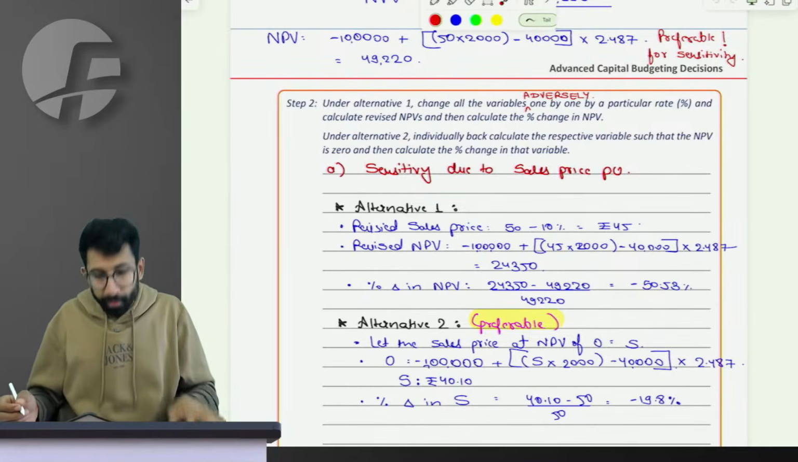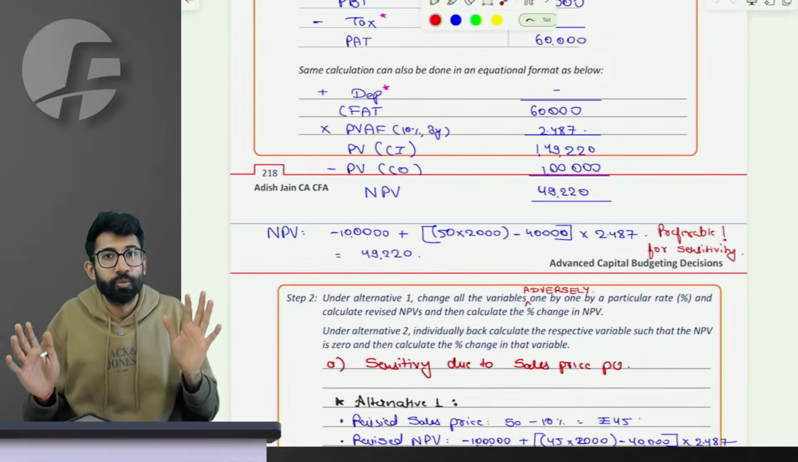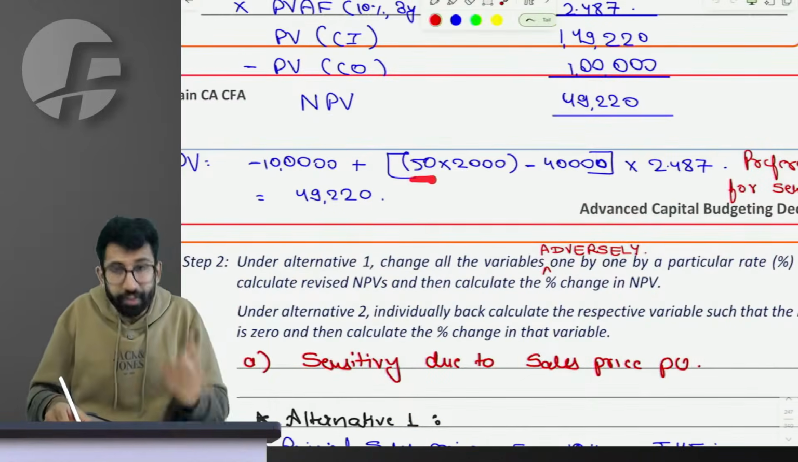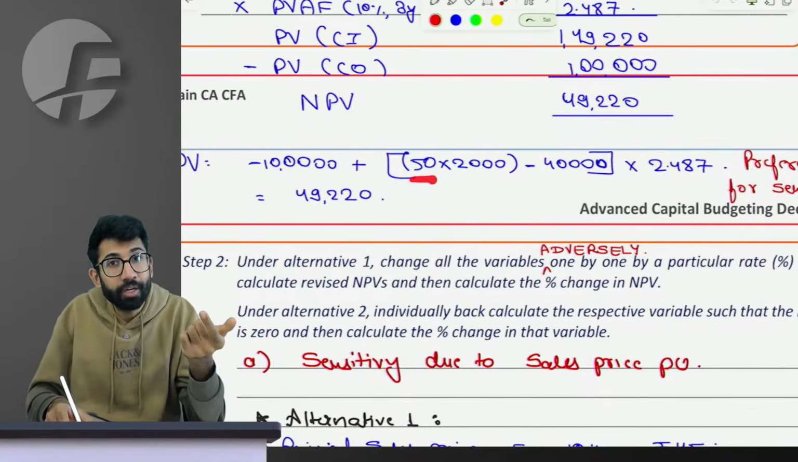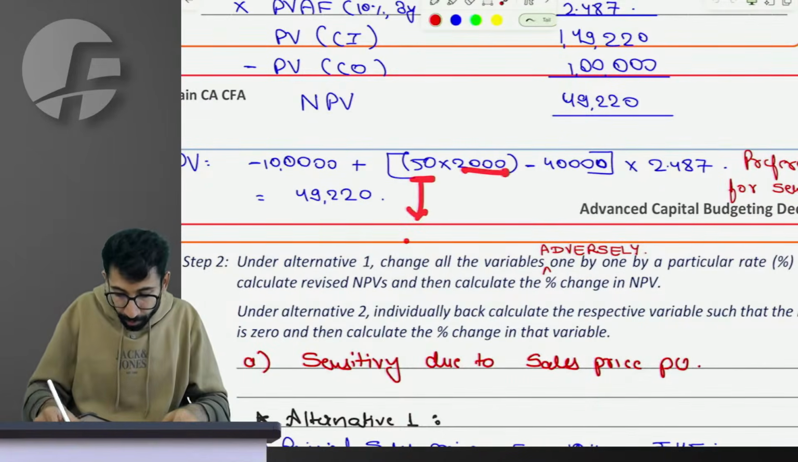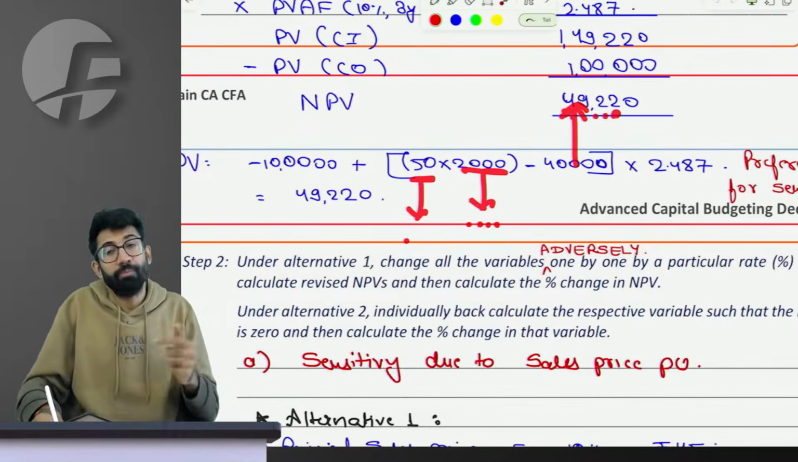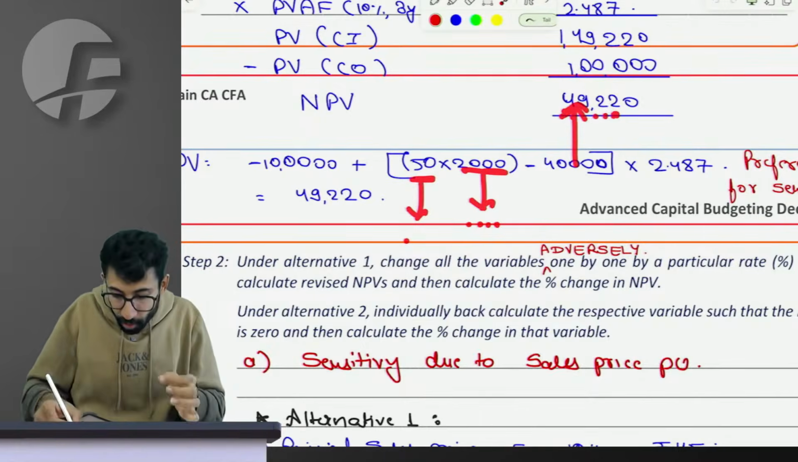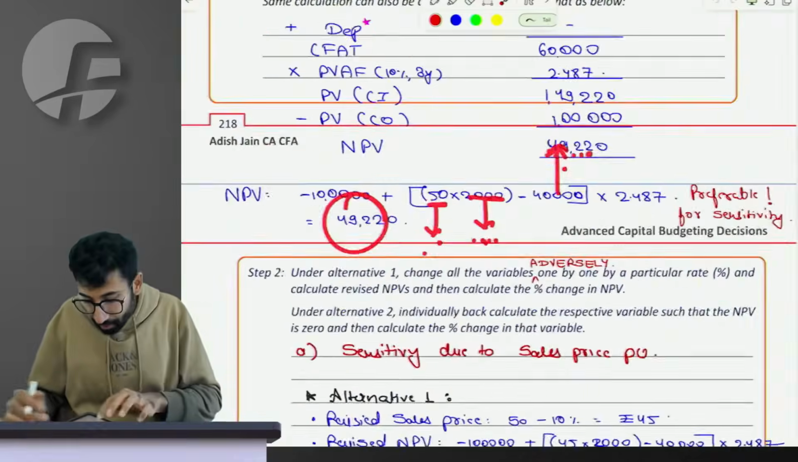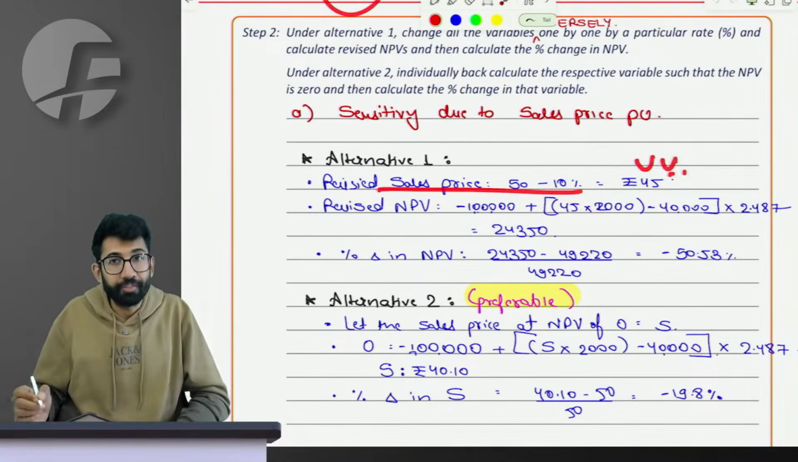Alternative 1. Assume a particular percentage change in the adverse direction. Sir, sales price, if it increases, is favorable to the company. When is it adverse to the company? When it goes down. The number of units is adverse to the company when it goes down. The fixed cost is adverse to the company when it increases. Let's assume a 10% adverse change in each one of them and calculate NPV again. For example, a 10% adverse change in sales price is 45 rupees.